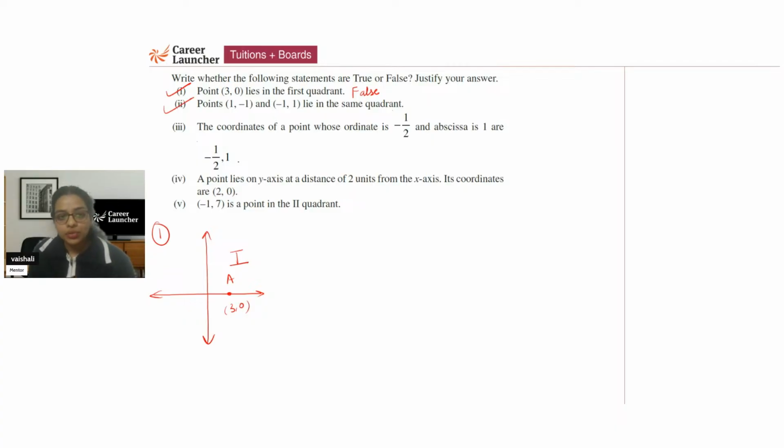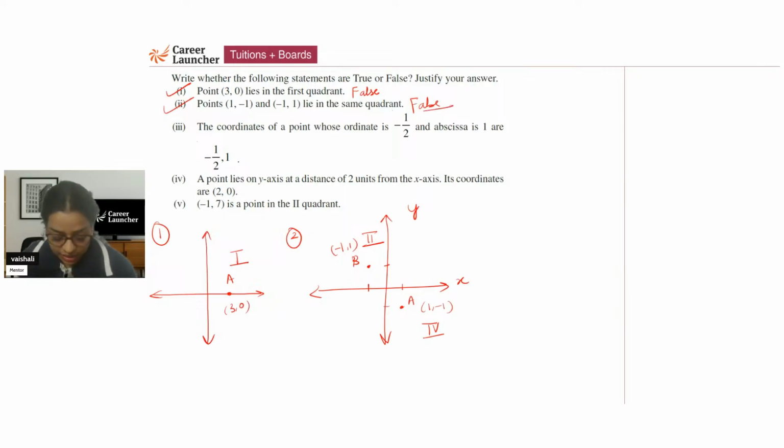Now point number 2. Point number 2 says that 1 comma minus 1 and minus 1 comma 1 lie in the same quadrant. So this is my x-axis and this is my y-axis. 1 comma minus 1, for instance, this is my point A, which is 1 comma minus 1, and the other one is minus 1 comma 1. This is my point B, which is minus 1 comma 1. Now if you can observe, point A lies in the fourth quadrant, and point B lies in the second quadrant. So this is a false statement to say that it lies in the same quadrant.